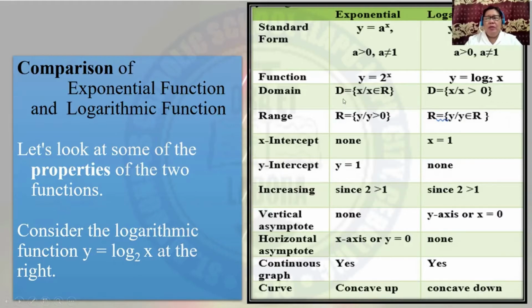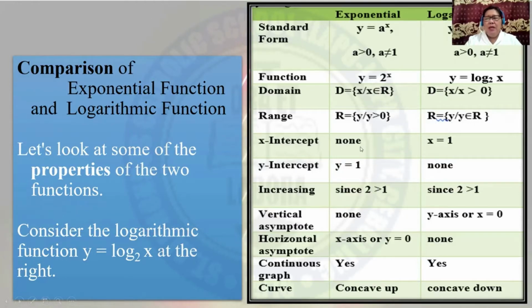The domain for exponential, we have the set of x such that x is an element of real numbers. For the domain of the logarithmic function, we have the set of x such that x is greater than 0. For the range of exponential, we have the set of y such that y is greater than 0. And for the range of logarithmic function, we have y such that y is an element of real numbers.